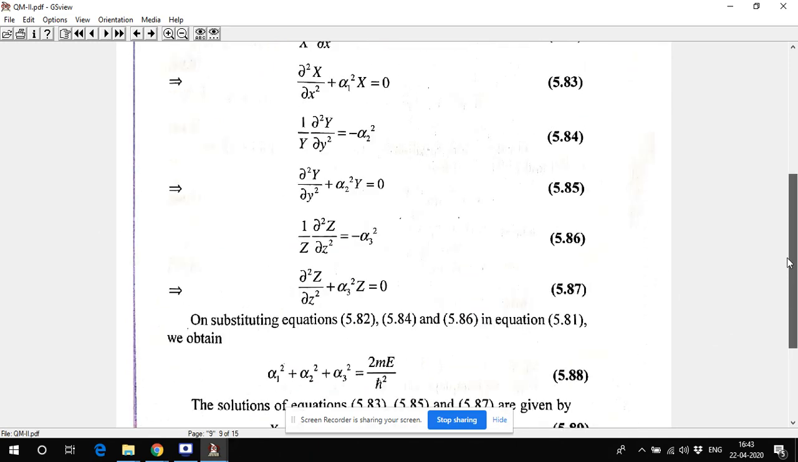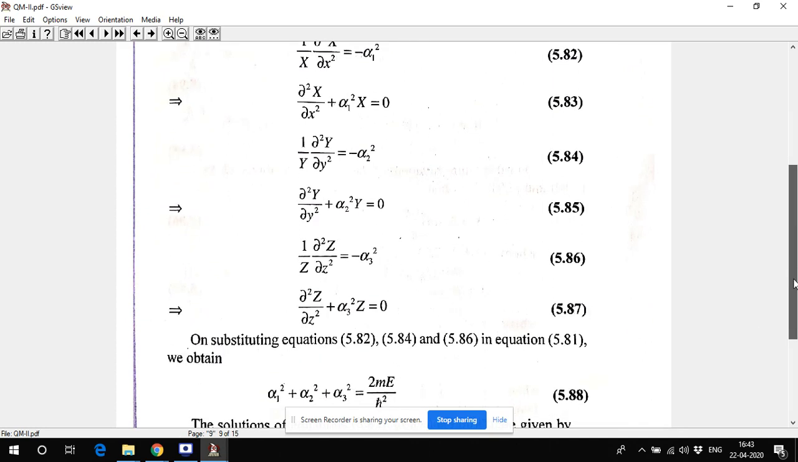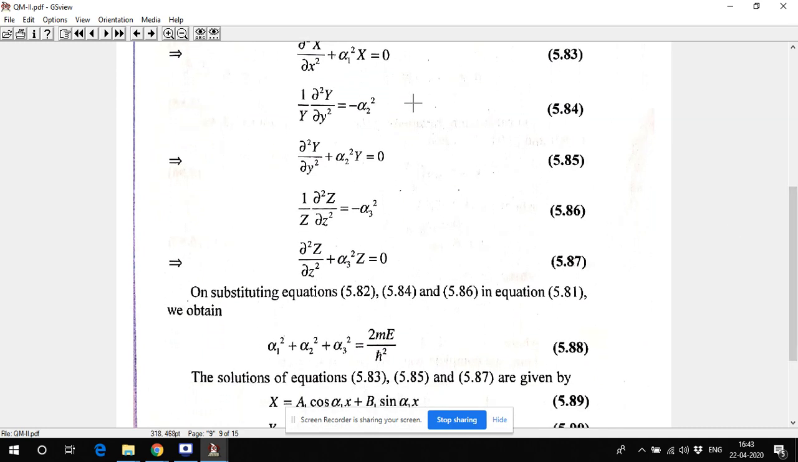So I can put this equation like this, and this X term is multiplied with alpha square. Let this be alpha square. So I get a similar equation: this is one equation with alpha 1, this is the second equation with alpha 2, and this is the third equation with alpha 3. So in place of k, we will have alpha 1, alpha 2, and alpha 3, where alpha 1 square plus alpha 2 square plus alpha 3 square equals 2mE upon h cross square.